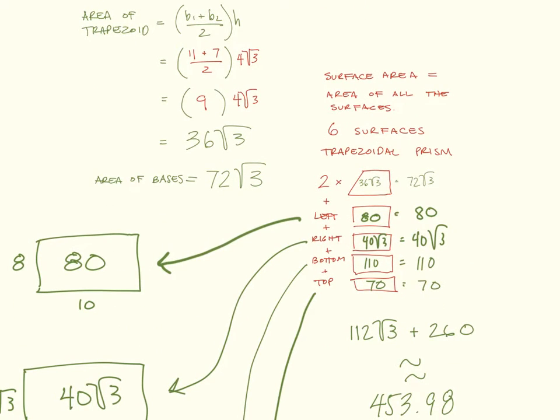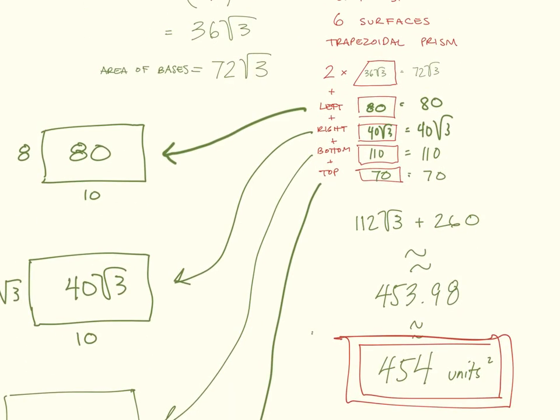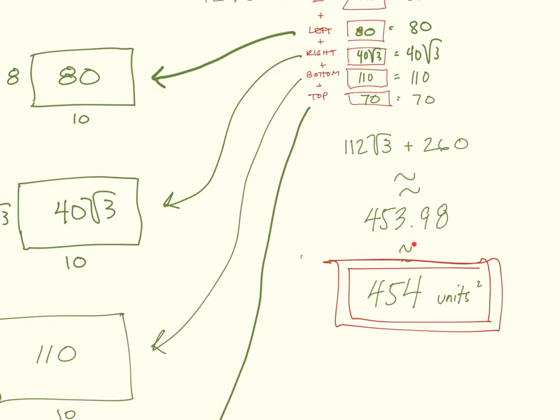Then we just throw them all in here and add them up. So I added up the 72 root 3 and the 40 root 3 and got 112 root 3. And then I added up all the constants and I got 260. I put that in my calculator, I got 453.98, and I rounded up to 454. And that's my final answer, 454 units squared. Hope that helped.